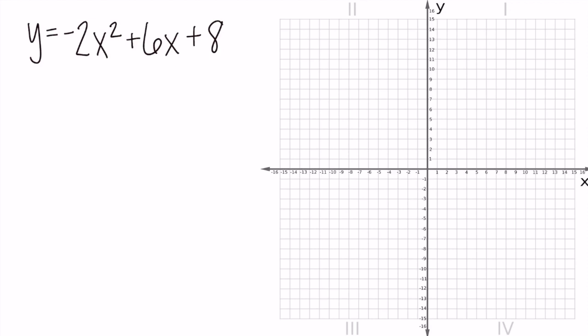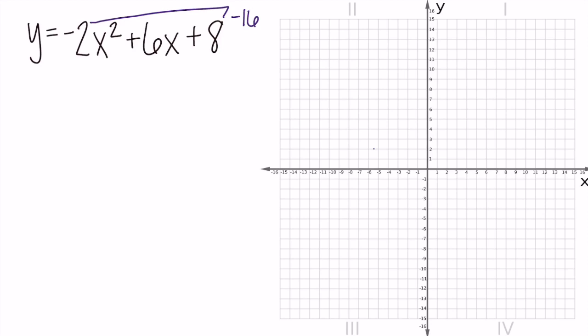All right, so again, we're looking for two numbers that multiply to get me something and add to get me something. But this time, since I have that number in front of my x squared, I have to take that into consideration as well. So negative 2 times 8 gets me negative 16. So I'm looking for two numbers that multiply to give me negative 16 and add to give me 6.